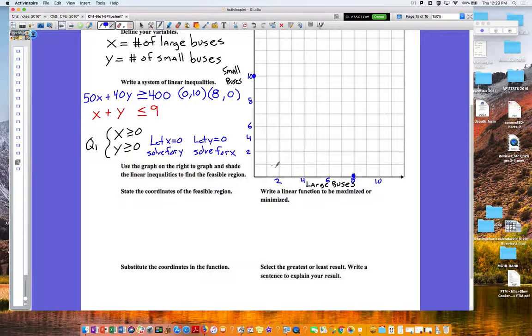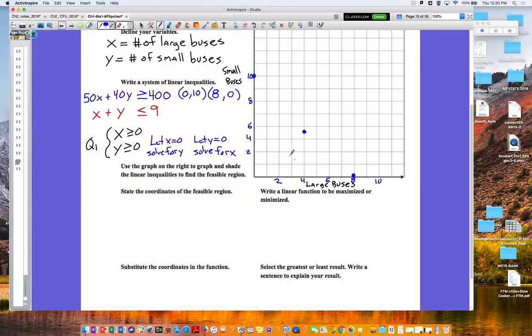So I want to connect these. If I think about this, 10 over 8, if I reduce it, is like going 5 over 4. That helps me get another point to connect these a little bit better. I'm going to connect those.